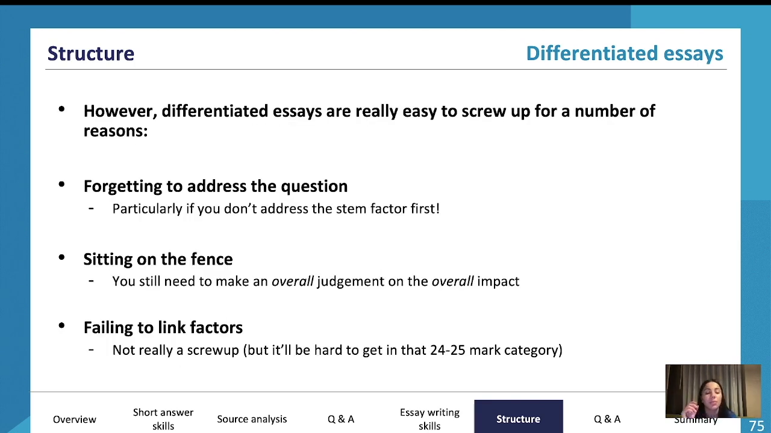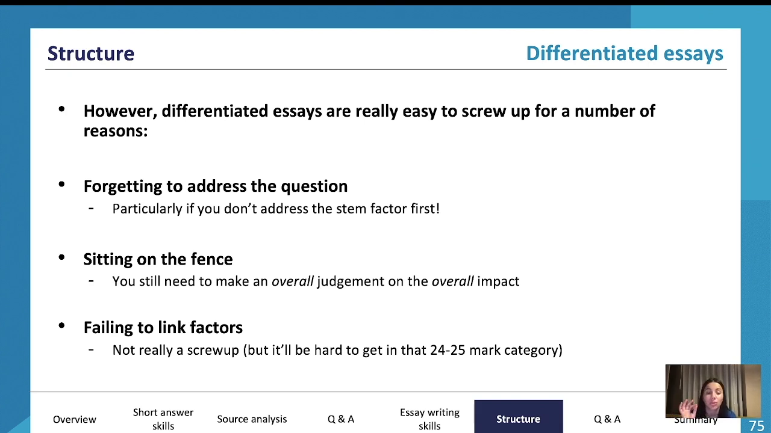So you can address the stem factor first, and even if you're saying that it's the least important out of 3 or it's only partially important, still address it first, because that's the question. That's the way that they get really easy to screw up, and why it's a bit of a risk if you don't feel confident with it. If you feel confident with it and you've been doing it all year, 100% do it. It is such a strength and is such a gain. But if you're not really sure on it, and if this kind of freaks you out, it's so valid, because it is easy to screw up.